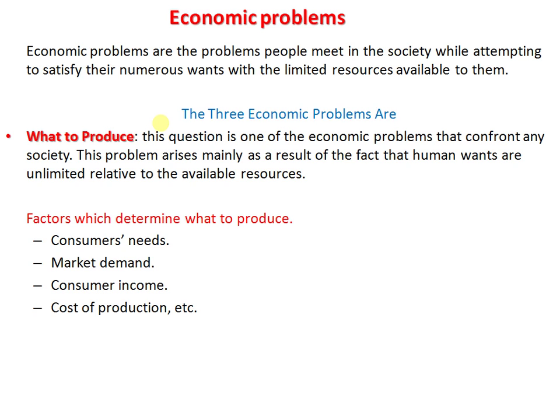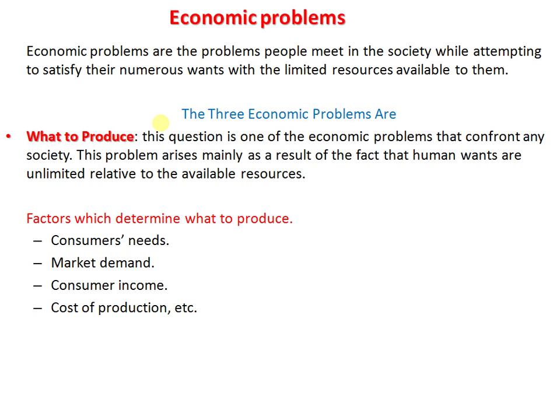Number one is what to produce. This question is one of the economic problems that confront any society. This problem arises mainly as a result of the fact that human wants are unlimited relative to the available resources. Because there are plenty human wants, you need to choose the one to take care of. And that's why you ask yourself, what products do I produce in order to take care of the human want that is more pressing? Because you cannot take care of all their problems.